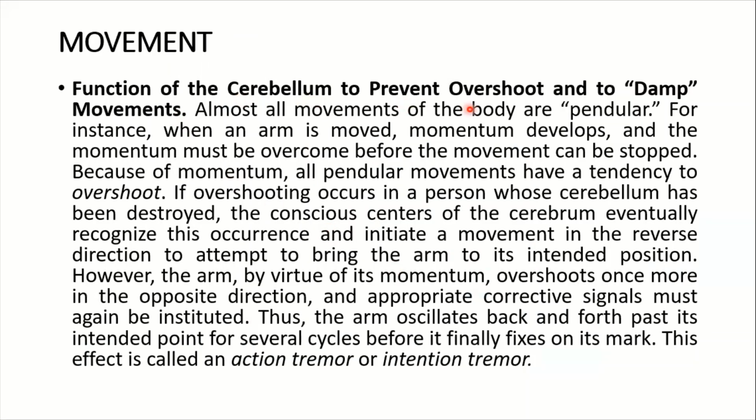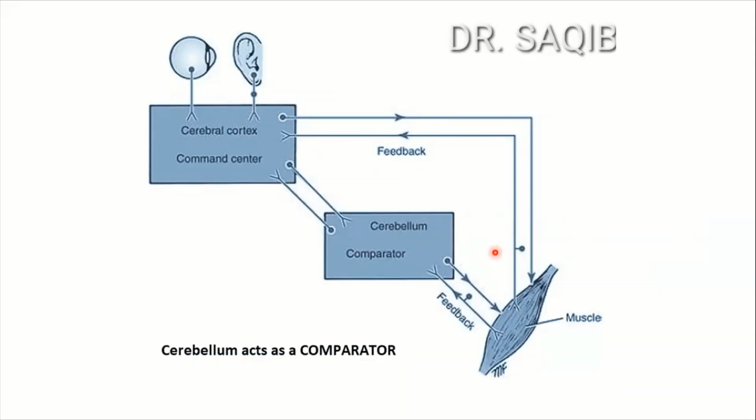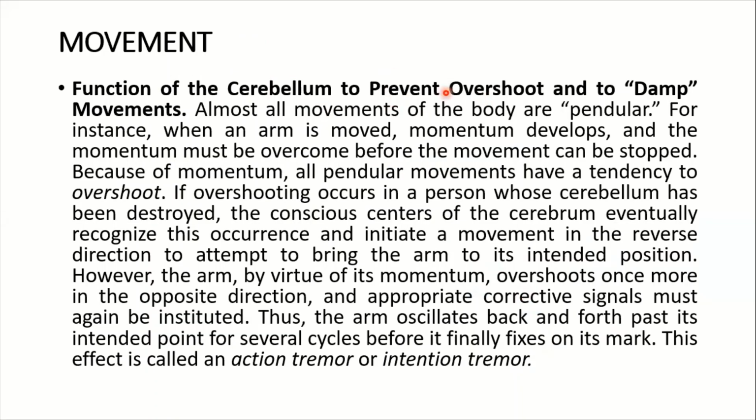The function of the cerebellum is to prevent overshoot and to damp movements, right? This was mentioning that if the cerebellum as a comparator does not control this movement by this agonist and antagonist action, the muscle would be overshooting, and thus the cerebellum damps these movements. This is a simple mechanism.